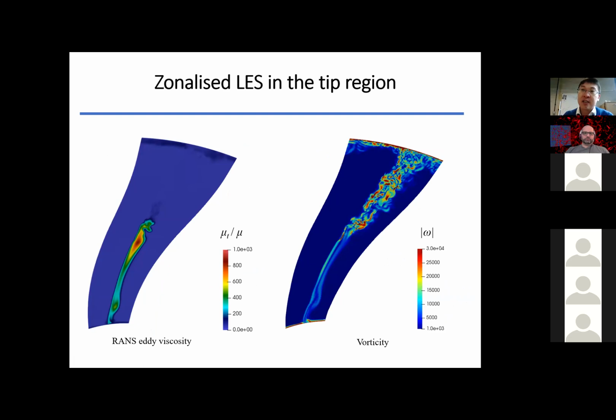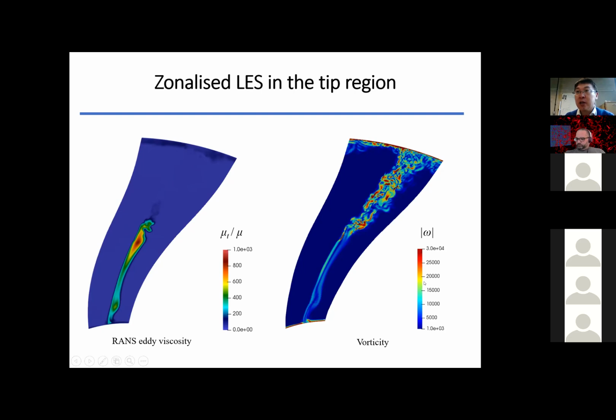So this plane is just taken after the trailing edge. So it's in the wake regions. On the left-hand side is the eddy viscosity ratio, which is the modeled eddy viscosity over the physical viscosity, which is the molecular viscosity. You can see that modeled viscosity is mainly located in the lower parts of the passage. That's mainly because the RANS models model most of the energy of the turbulence. So the eddy viscosity is much larger than that in the LES region. So the subgrid stress viscosity is much lower than the RANS eddy viscosity.